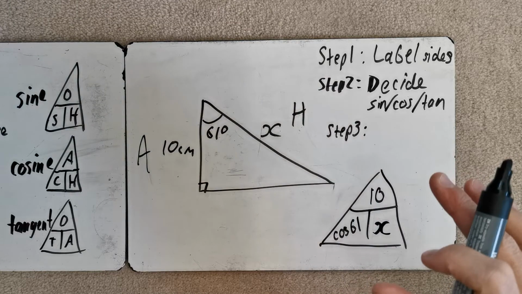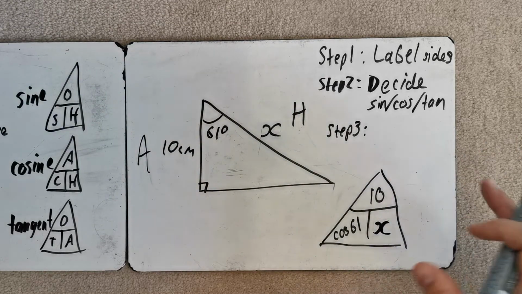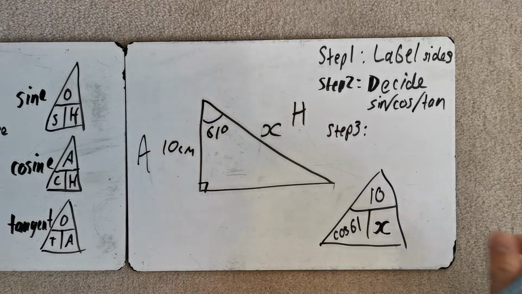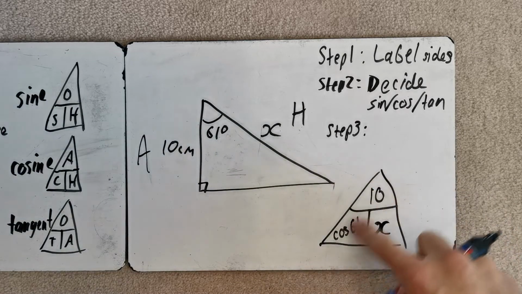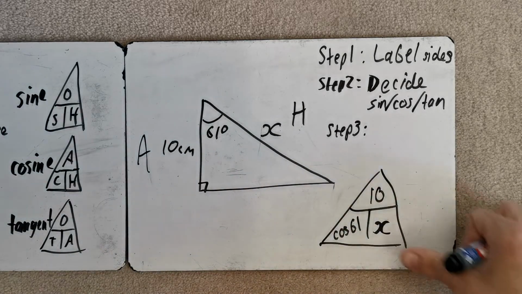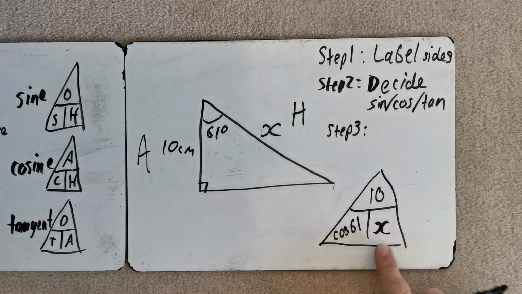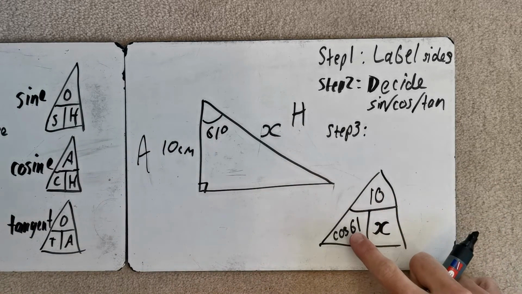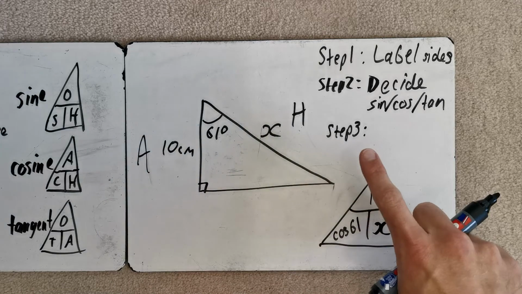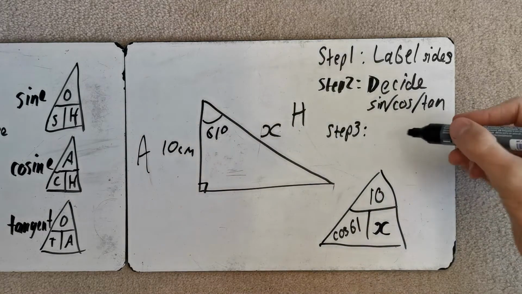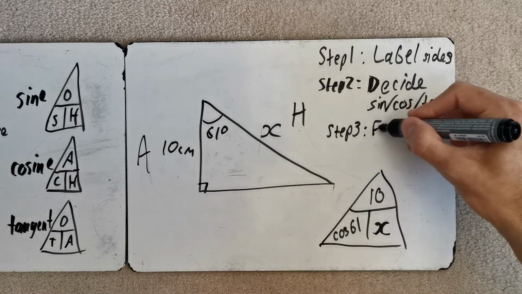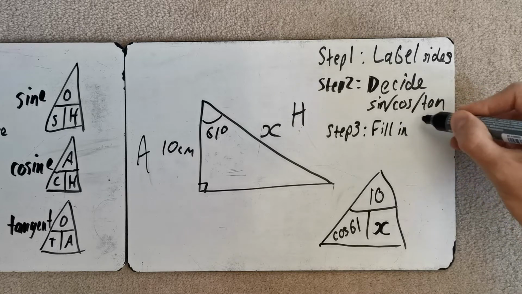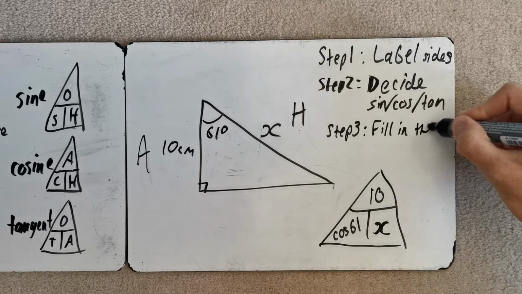Now, looking back to speed, distance, time, what did you do when you were finding out speed, distance, time? Well, if they were over each other, we did division. Okay, so we're trying to find out what x is. So we're going to be doing 10 divided by cos 61. Sorry, I forgot to fill in the step 3, didn't I? So step 3 is fill in the triangle.